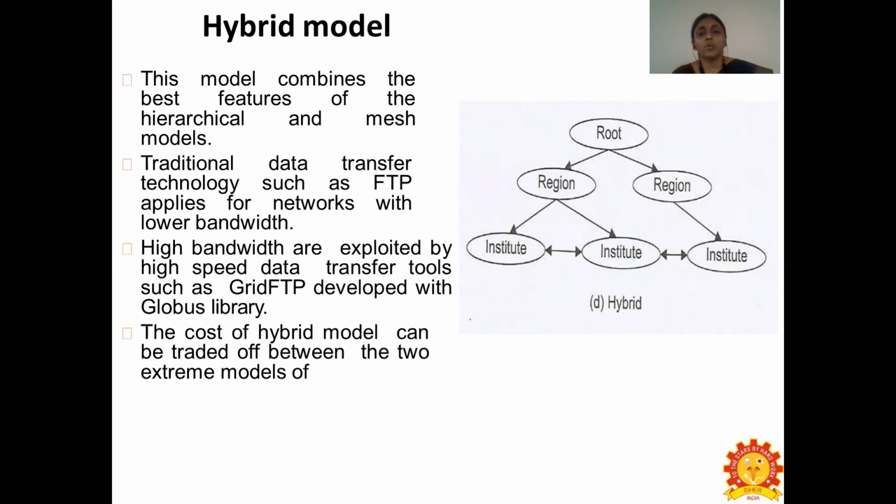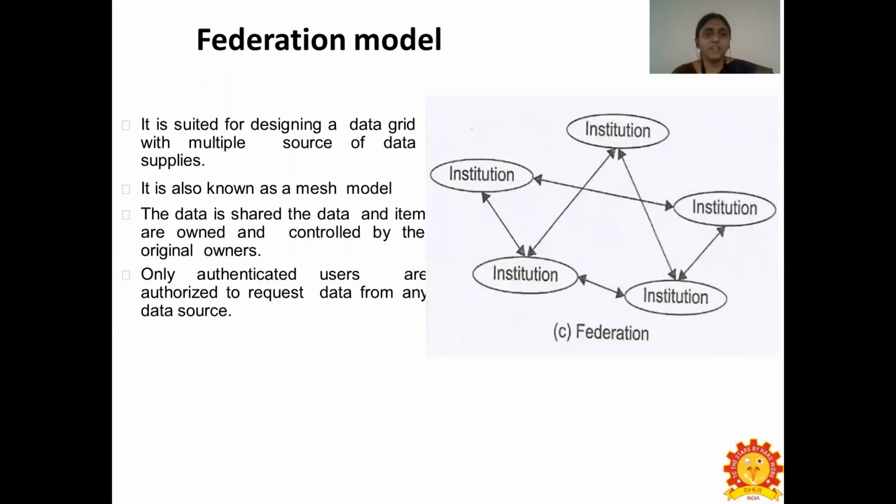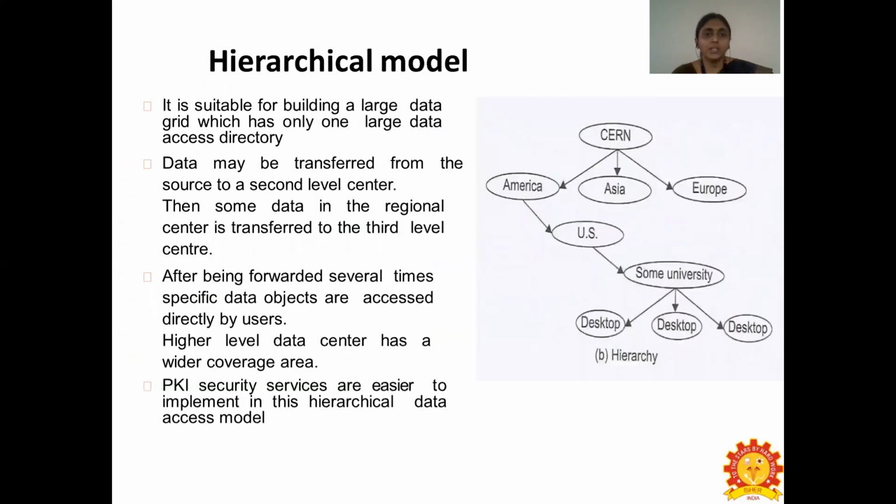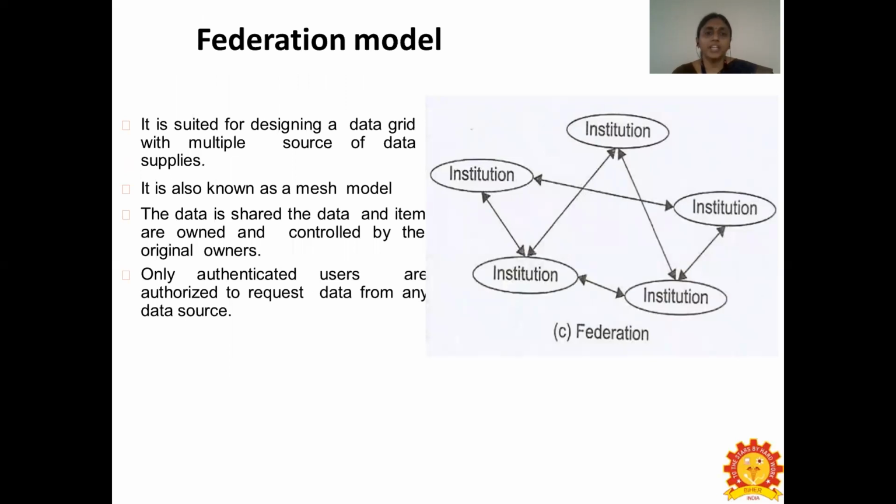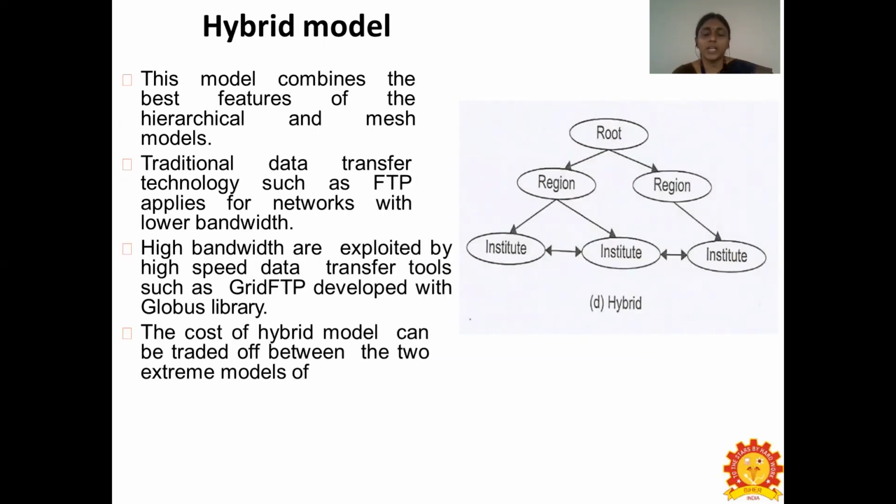So the mesh model here involves the region and the institute connections. And the hierarchical model involves here the root node to the region node. So this model combines always two or more forms of the models. So already we saw about the monadic model, hierarchical model and federation model, right? So this hybrid model can combine any two or more forms together in a network. So always we need a protocol here for the networks to interact, that is for sharing and communication purposes.